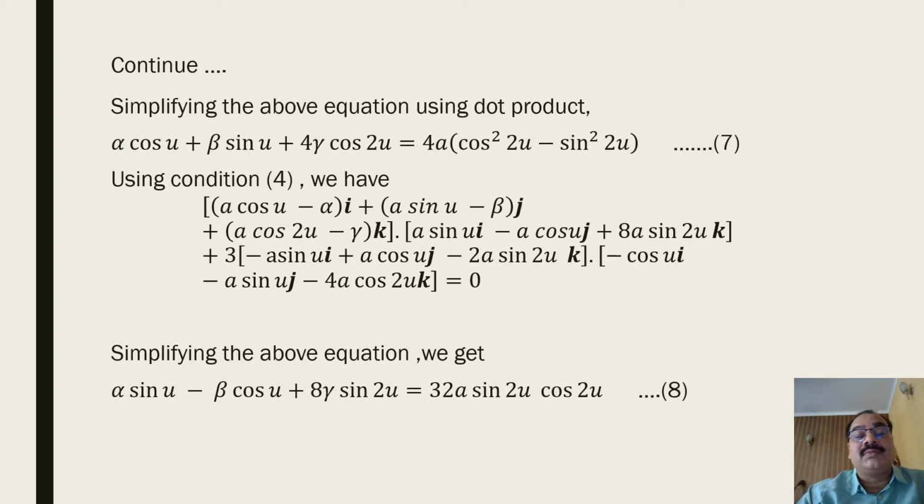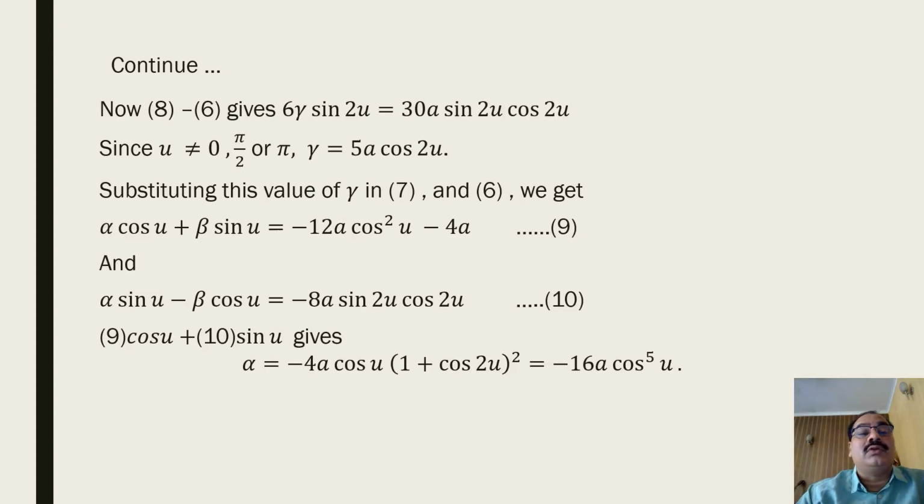Now simplifying the above equation, by comparing we get a sine u minus b cosine u plus 8 gamma sine 2u equals 32a sine 2u cosine 2u. Now using equation 8 minus 6 gives this equation: 6 gamma sine 2u equals 30a sine 2u cosine 2u. Just simplify on your own and check this relation. Since u is not 0, or pi by 2, or pi, gamma is equal to, after putting this value, 5a cosine 2u.